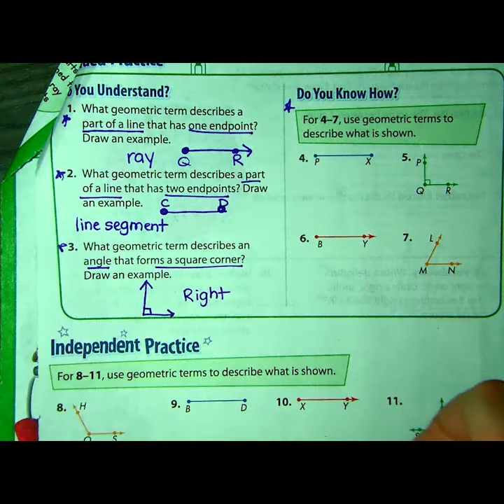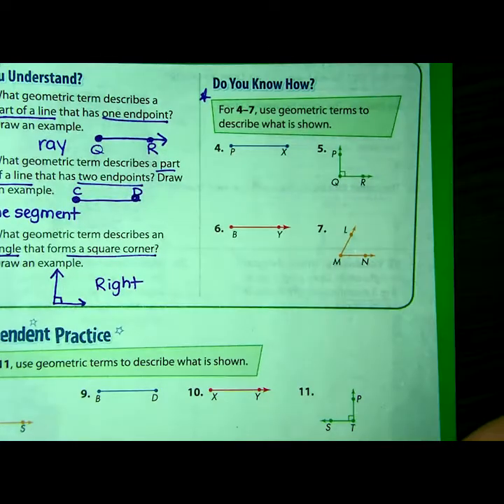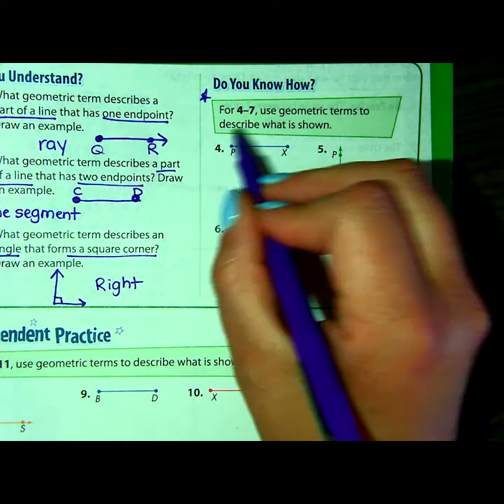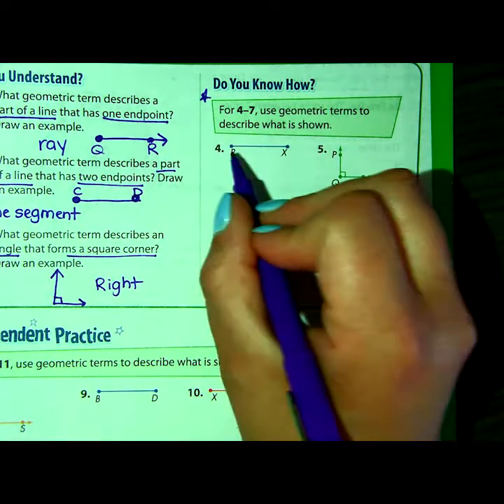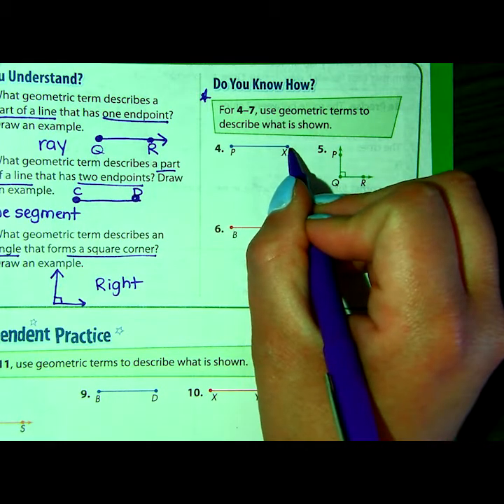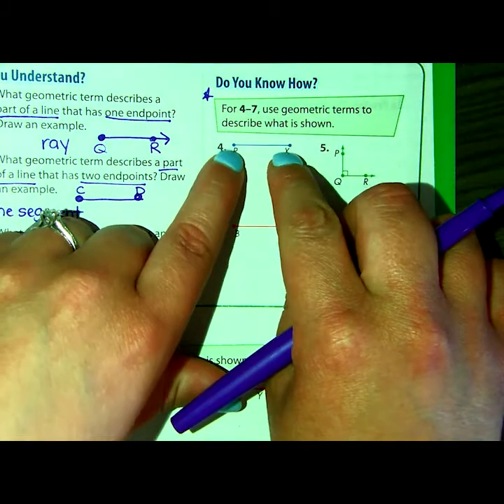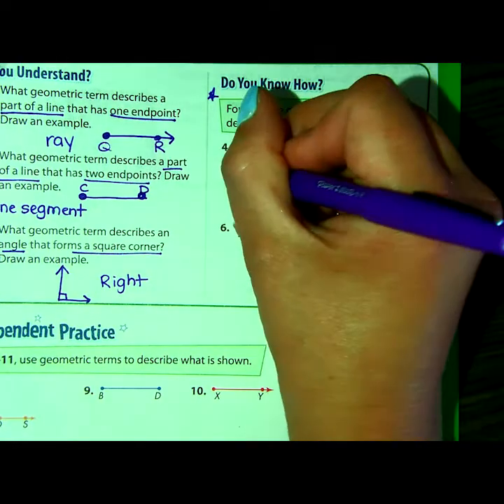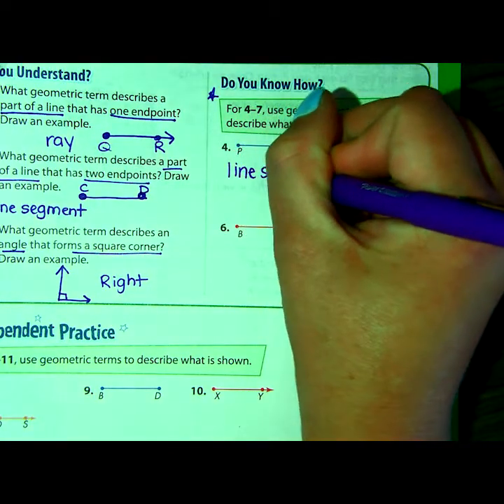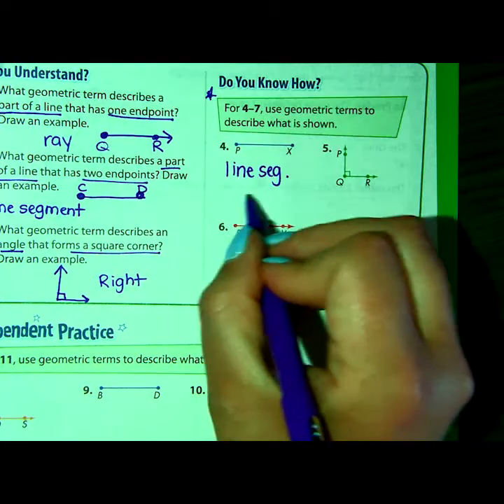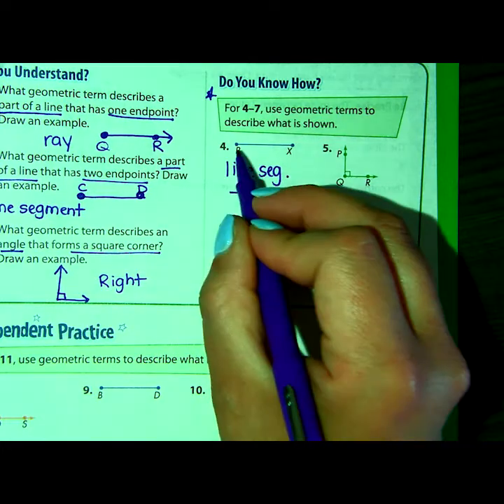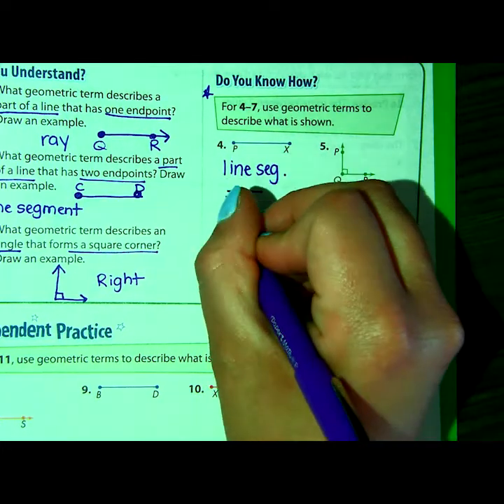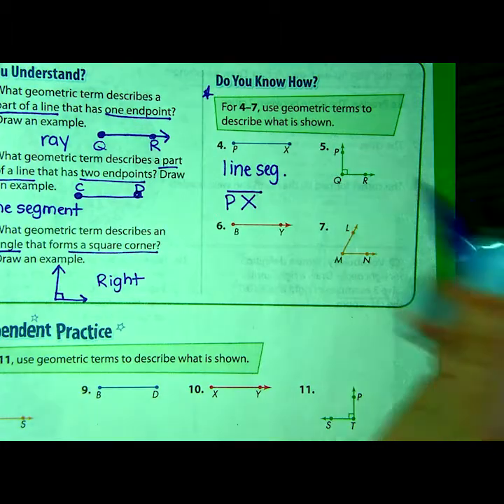All right, numbers 4 through 7. Use geometric terms to describe what is shown. Well, this does not travel on in both directions. It has two endpoints and it stops right here and here. So this is a line segment. And if I wanted to name it, remember it would just be a line straight above and then P and X. If it were a line, it would have those arrows.